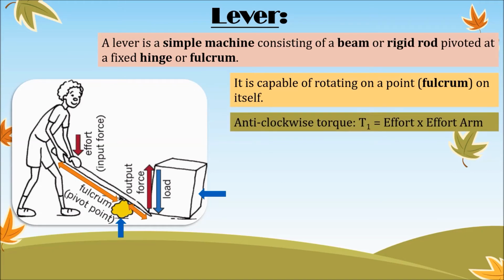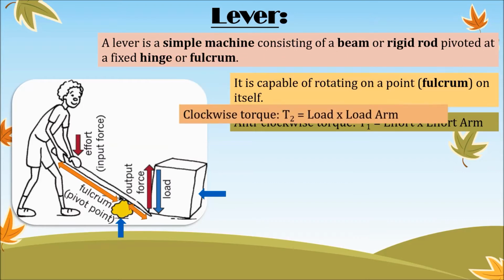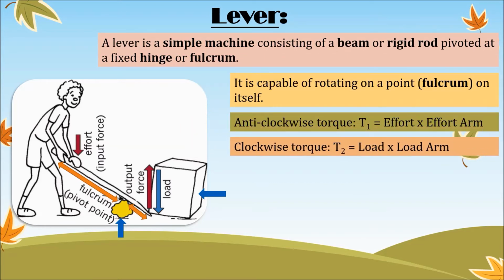An anti-clockwise torque is created due to effort. Let's call it T1. Its magnitude is the product of effort and effort arm. Remember, moment is equal to force into perpendicular distance. And also, clockwise torque is produced due to load at load arm, and its magnitude is load into load arm.